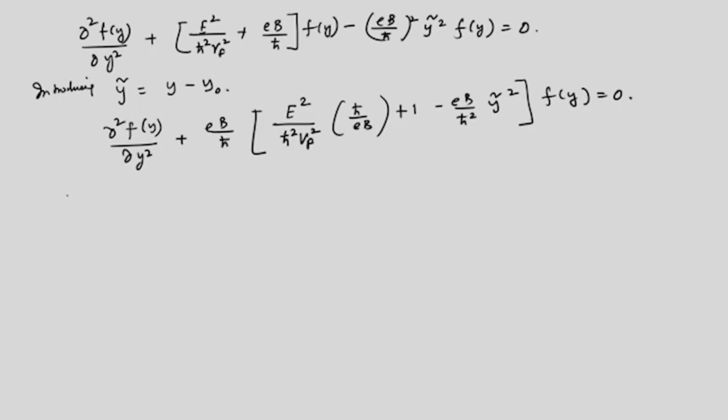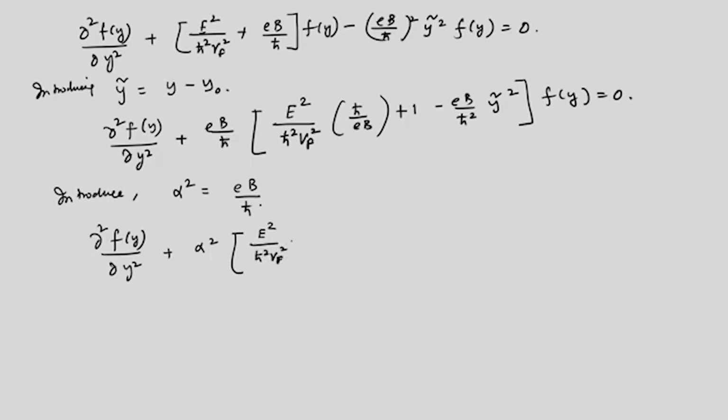So let us introduce another variable. Introduce, say, α² equal to EB over ħ, such that this is written as ∂²f(y)/∂y² plus α² times [e²/(ħ² v_F²) times ħ/EB plus 1 minus α² ỹ²] f(y) equal to 0.